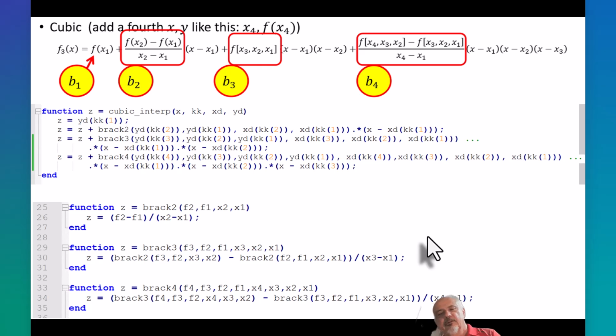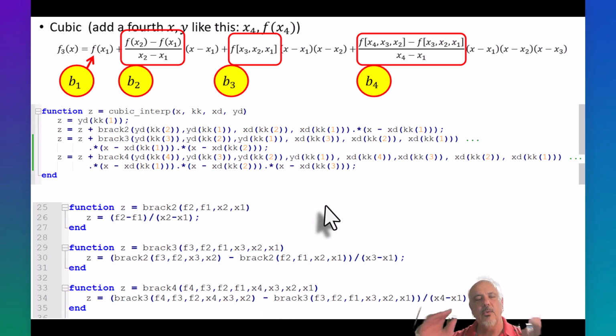So slide over a little bit here maybe so you guys can see the BRAC4. The BRAC4 depends on the difference of two BRAC3s, 4, 3, 2, 4, 3, 2, and then 3, 2, 1, 3, 2, 1. So just separating the 4 points into two groups of 3, and you have the difference, divided by the endpoints, X4 minus X1. So that's my BRAC4, goes all the way to there.